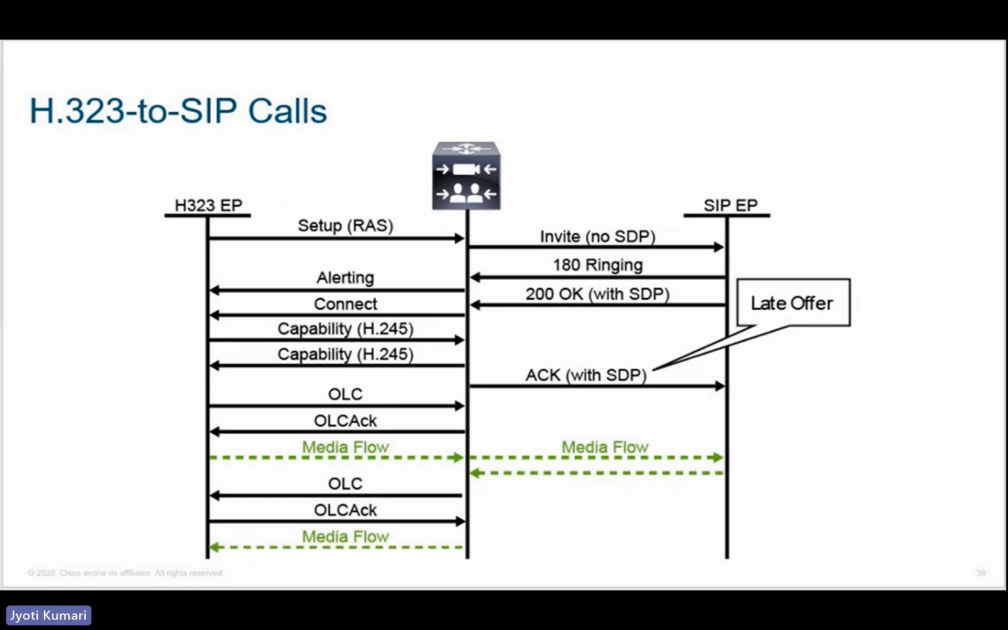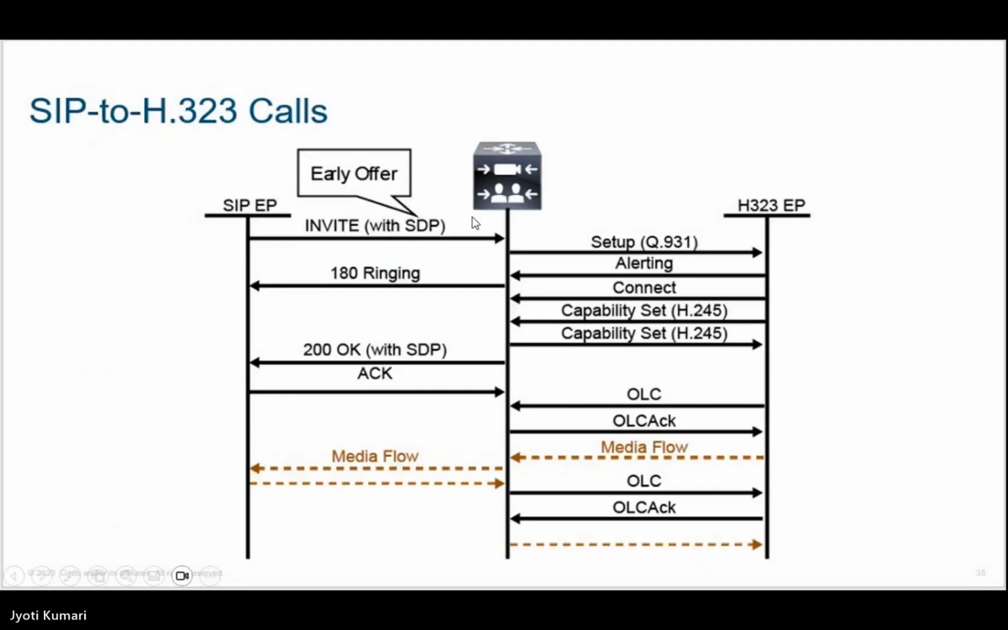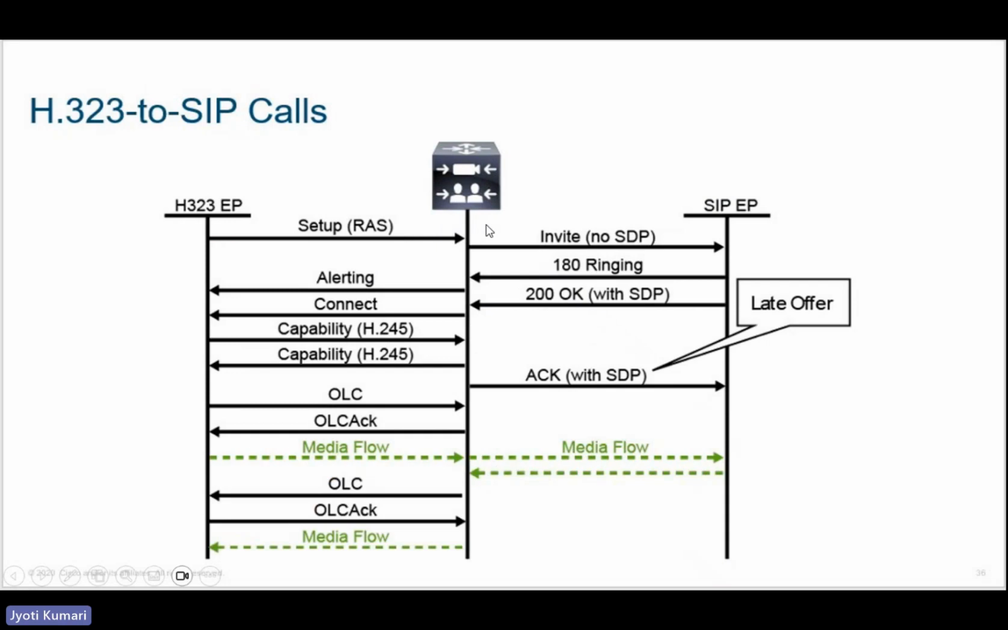Same is the case for H.323 to SIP, for a call that is initiated on H.323. In that case, you will rely on the SIP late offer capability, because in H.323 we do not have an initial negotiation protocol to work with. So if the communication starts with H.323, then from the SIP end it works as a delayed offer. Again, in the acknowledgement message from the SIP, it will be sharing the SDP.